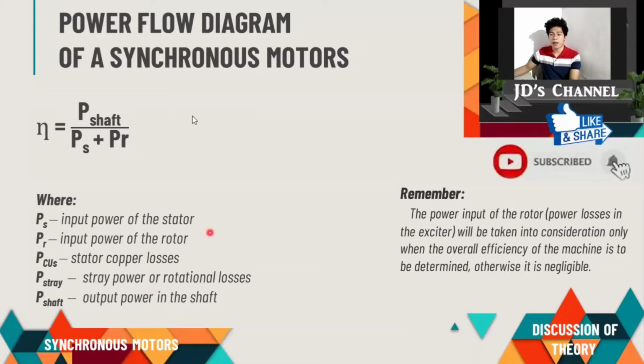But remember, class, the power input of the rotor or the power losses in the exciter will be taken into consideration only if the overall efficiency of the machine is determined. Otherwise, it is negligible. So, we have computations with P-shaft over PS only, since we are not looking for the overall efficiency. For the overall efficiency of the machine, we will use the PR in the rotor. So we do not include it in the computation of efficiency. Only P-shaft over P sub S, or our input power in the stator.